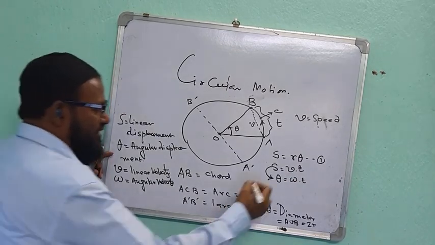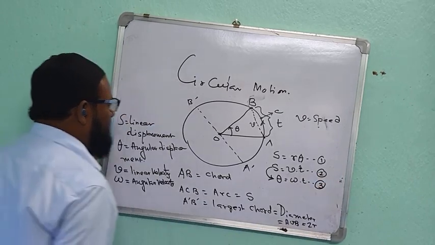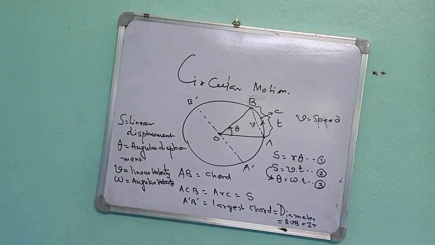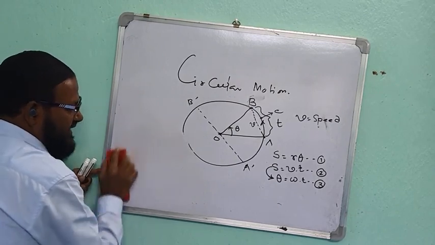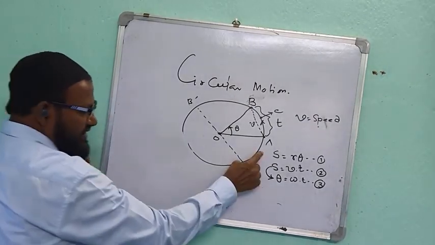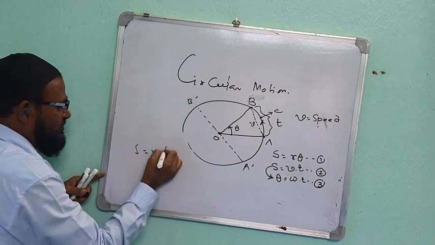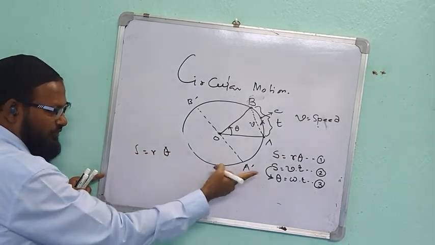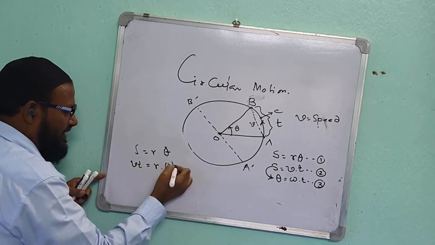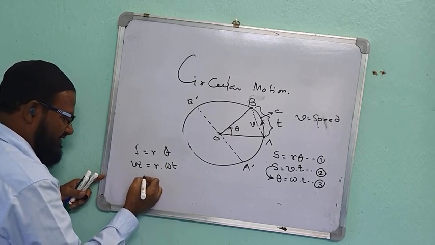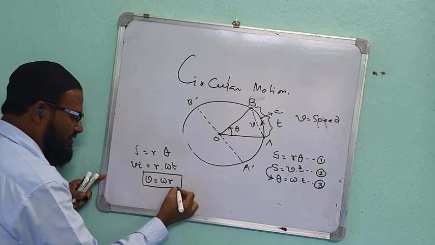Now, this is equation number 1, this is equation number 3, okay? Now I am just relating this portion. Put S equal to Vt here, and theta equal to omega t here. So S equal to R theta becomes Vt equal to R omega t. t will be cancelled from both sides. So V equal to omega R.